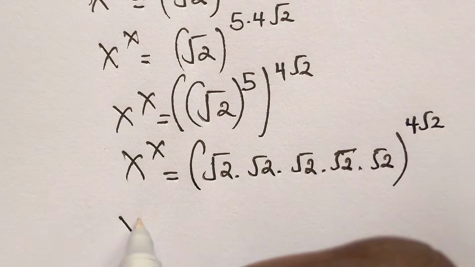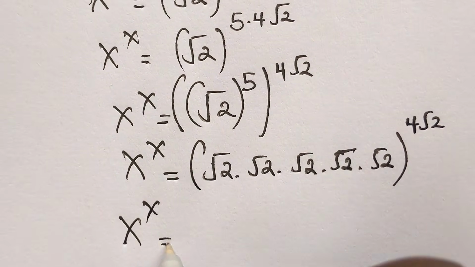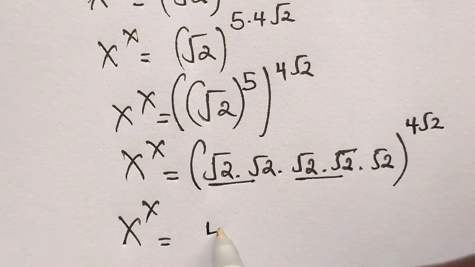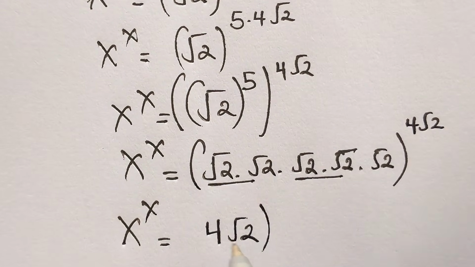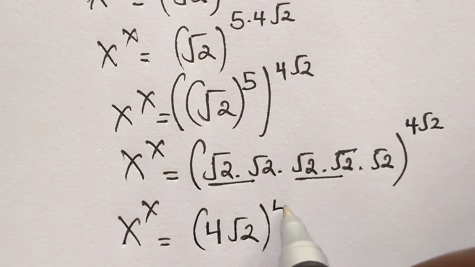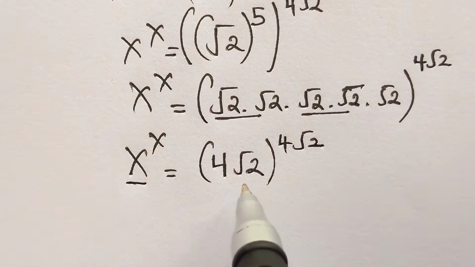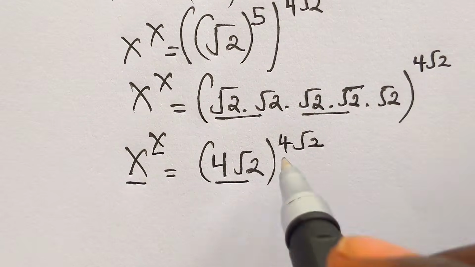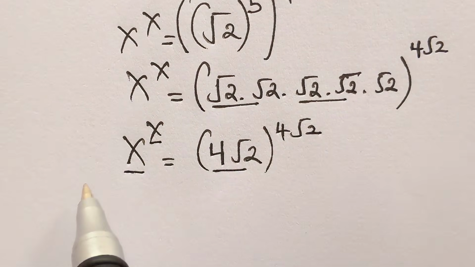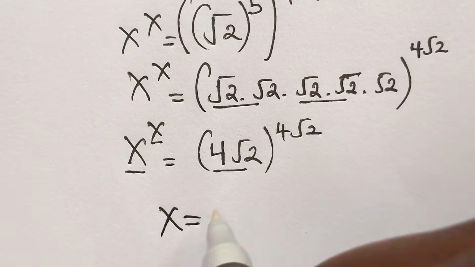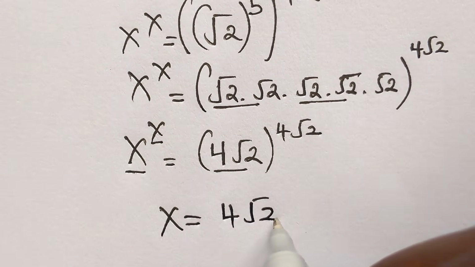Alright, here x^x is equal to this: 2 times 2, which is 4√2, then raised to the power 4√2, which is the same as this one and this one. We can equate the base with the base, so x will be 4√2.